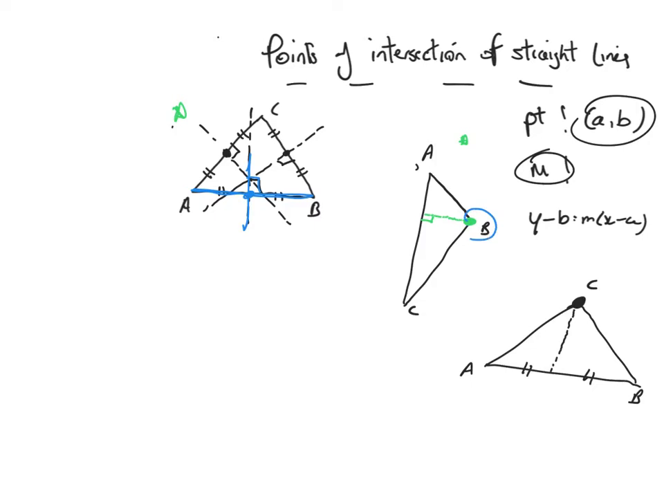For an altitude, how do you get the point? Well, the point's dead easy. It comes from the vertex, it comes from a point, so you use that as a point. And how do you get the gradient? Well, you find the gradient of the opposite line and again flip and invert, m1 m2 equals minus 1, to get the gradient of the altitude.